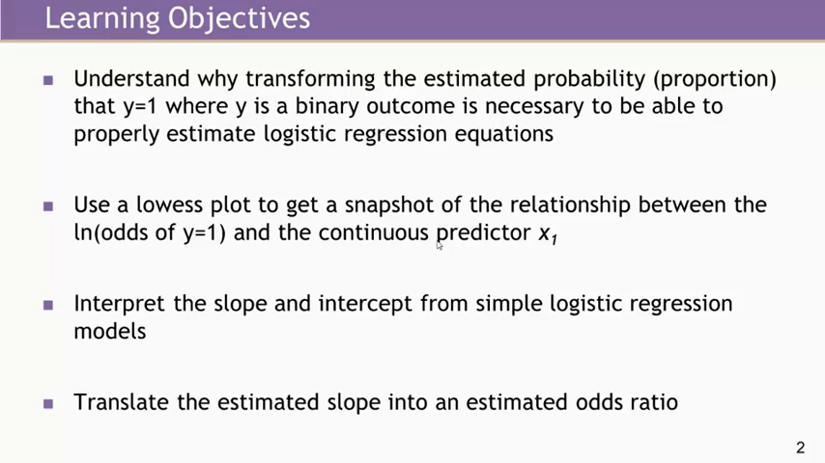We'll also talk about something called a Loess plot, which is analogous to a scatter plot presentation with simple linear regression that helps us get a snapshot of the relationship between the log odds of our outcome and the continuous predictor x1. And this will allow us to evaluate whether the relationship is relatively linear in nature, which is an assumption of the logistic regression model. We'll also learn how to interpret the slope and intercept from simple logistic regression models with a continuous predictor and translate this into an estimated odds ratio. This will be very similar to what we did in the last section.